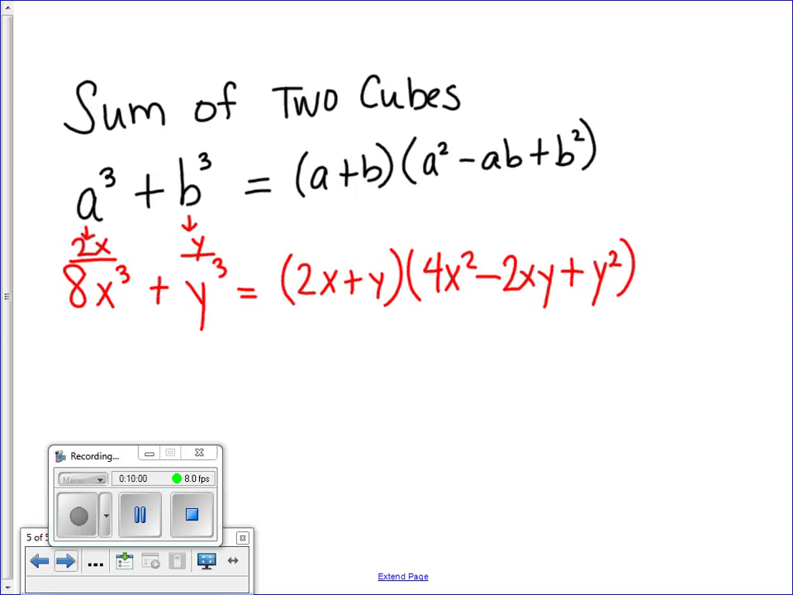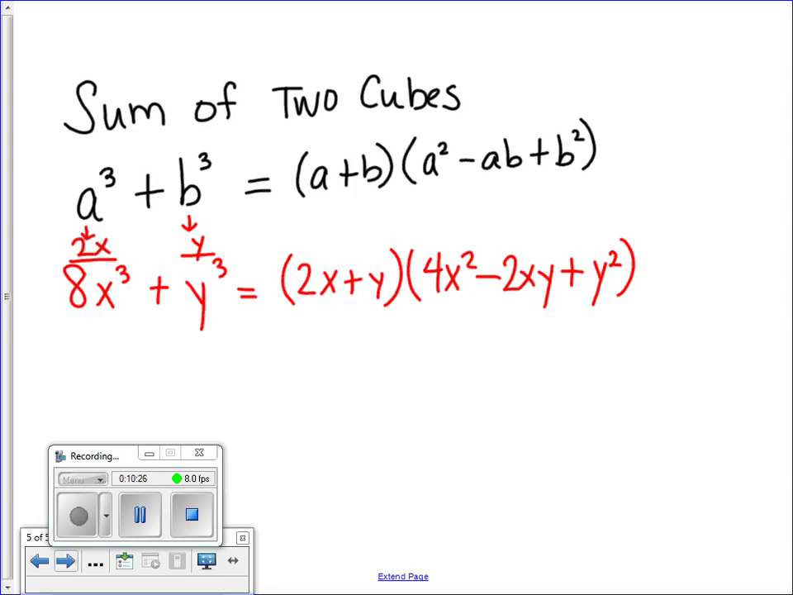Okay, where did you get the 2x above? Yeah, that one. That's A. That's the cube root of 8x cubed. What's the cube root of 8? 2. What's the cube root of x cubed? X. Right. So that's A. That's going to be in our A place. Y is the cube root of y cubed, so that's going to be our B. Okay? That's the sum of two cubes.